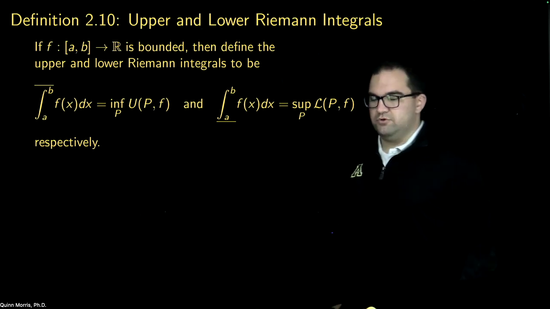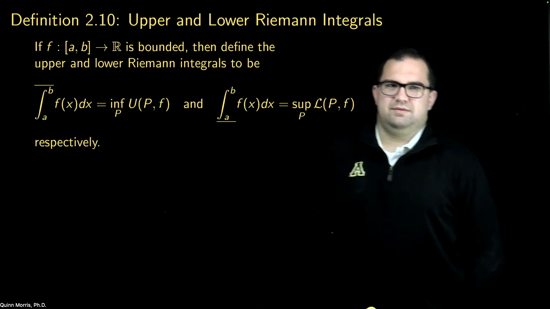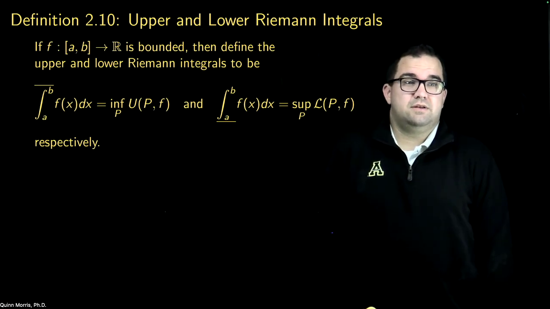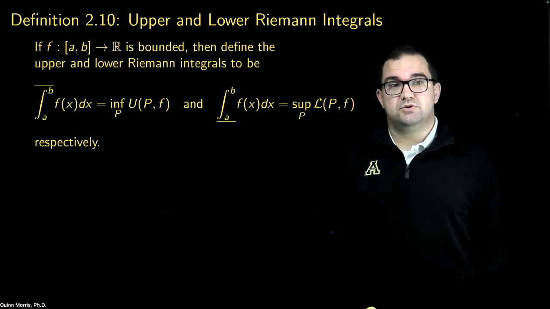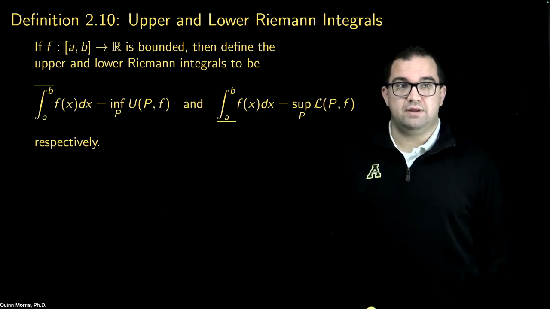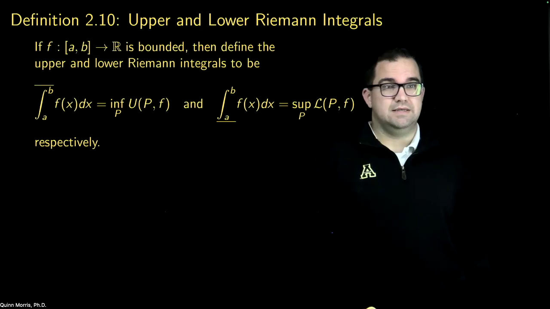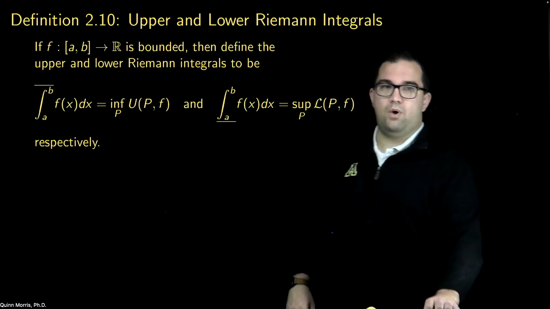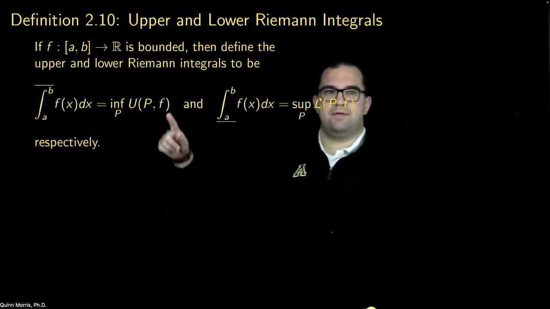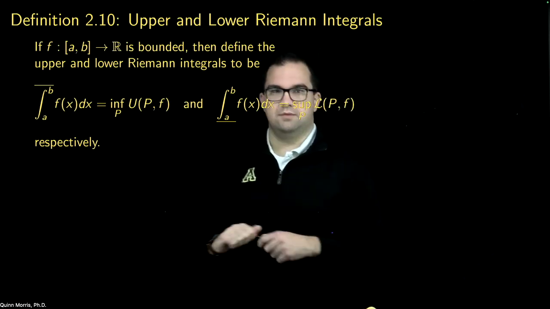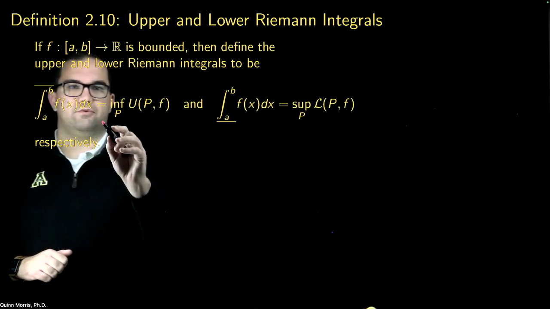Now, the first question you might ask is, well, that's a fine definition, but do these things even exist? It actually turns out that for a bounded function, these values are always guaranteed to exist. Let's think about why that is true. Let's think about this set of upper sums. We'll do this for an upper Darboux integral.